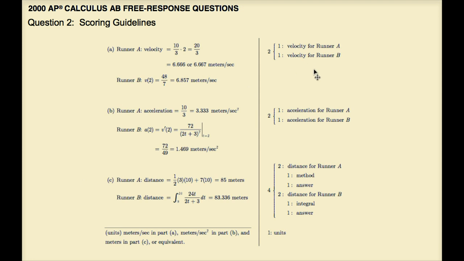Here are the scoring guidelines for this question. In letter A, 1 point was given for the correct velocity for runner A, another for the correct velocity for runner B. In letter B, 1 point was given for correct acceleration for runner A, and another for correct acceleration for runner B. In letter C, 2 points were given for distance for runner A, 1 for the method, so make sure you show the calculations you used in finding the areas under the curve, and another for the correct answer. And 2 points were given for the distance for runner B, 1 for the correct setup of the integral, so even though you're using your calculator to evaluate the integral, show the setup of the integral, and 1 for the correct answer. The 9th point was given for units: meters per second in part A, meters per second squared in part B, and meters in part C.